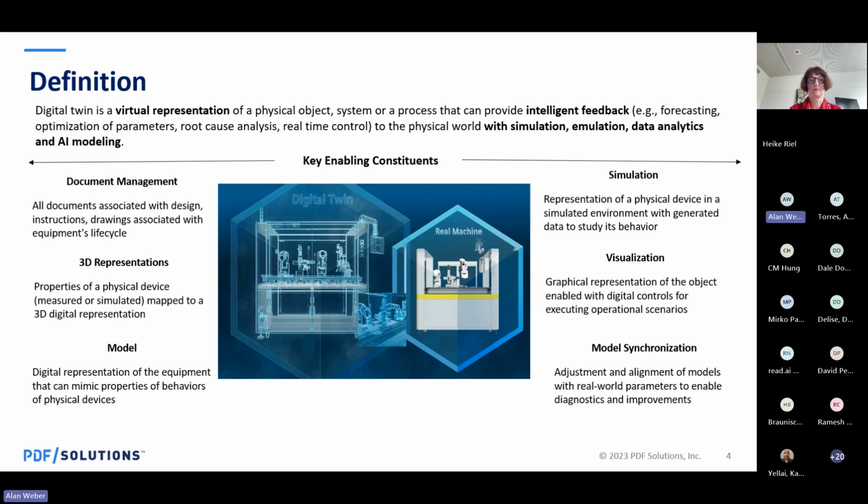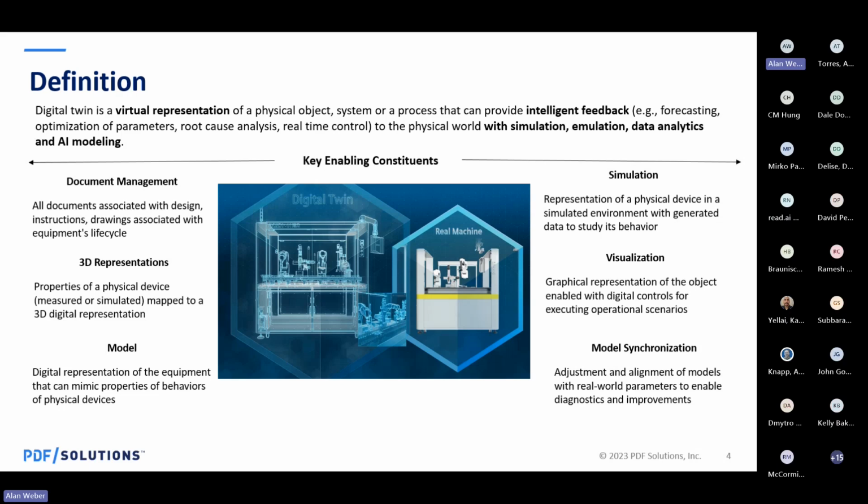The pieces that enable a digital twin are listed below the line there. All the documents that are associated with behavior of something, its design and implementation. For things where you want to actually see into what's going on, whether it's a process or a piece of equipment or a factory, 3D representations are one form of digital twin. Of course, there has to be a model, a digital representation of these things that you can create and encapsulate and share. Simulation, of course, is a big piece of it.